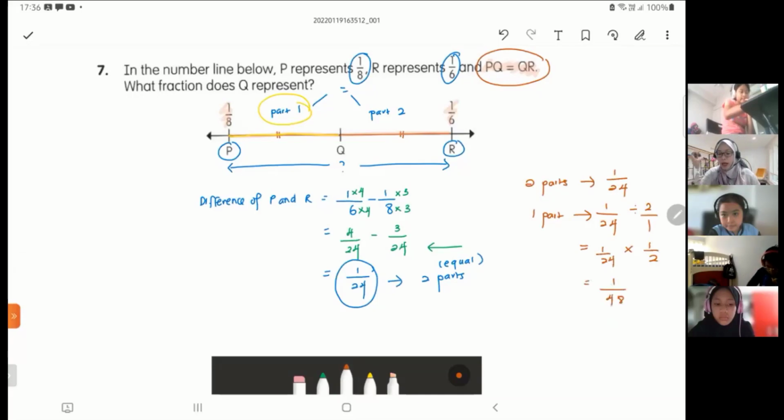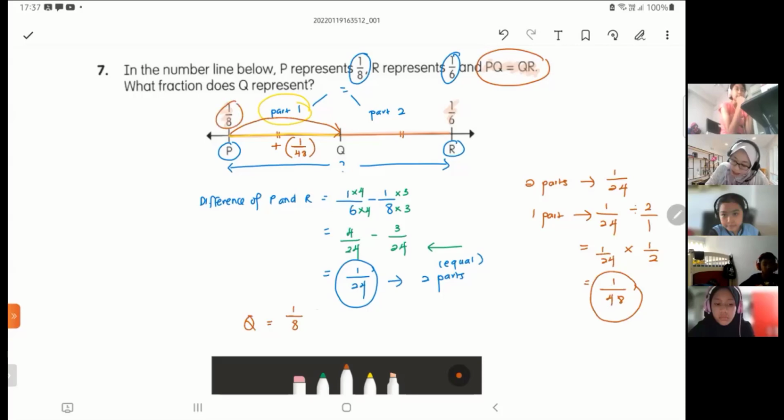Now, do I stop there? Does this tell me that Q is 1 out of 48? No. That 1 over 48 is the part, which means from P to Q, the part is 1 over 48. You need to add in your 1 over 48. So your Q will be from P, which is 1 out of 8, right? So 1 out of 8 is the P. You plus 1 out of 48.